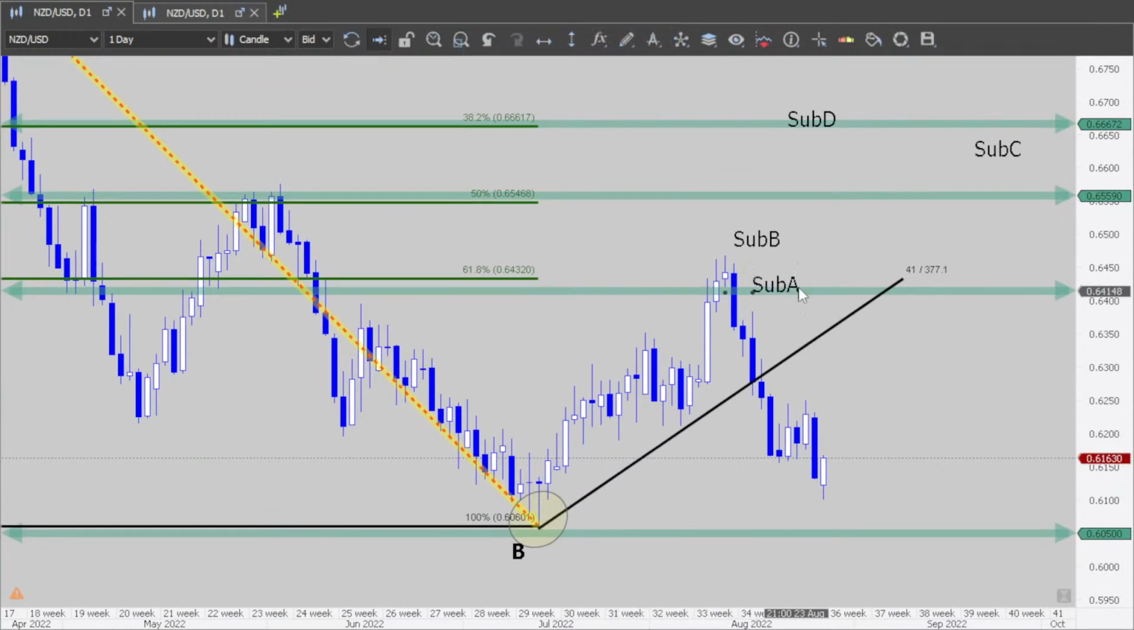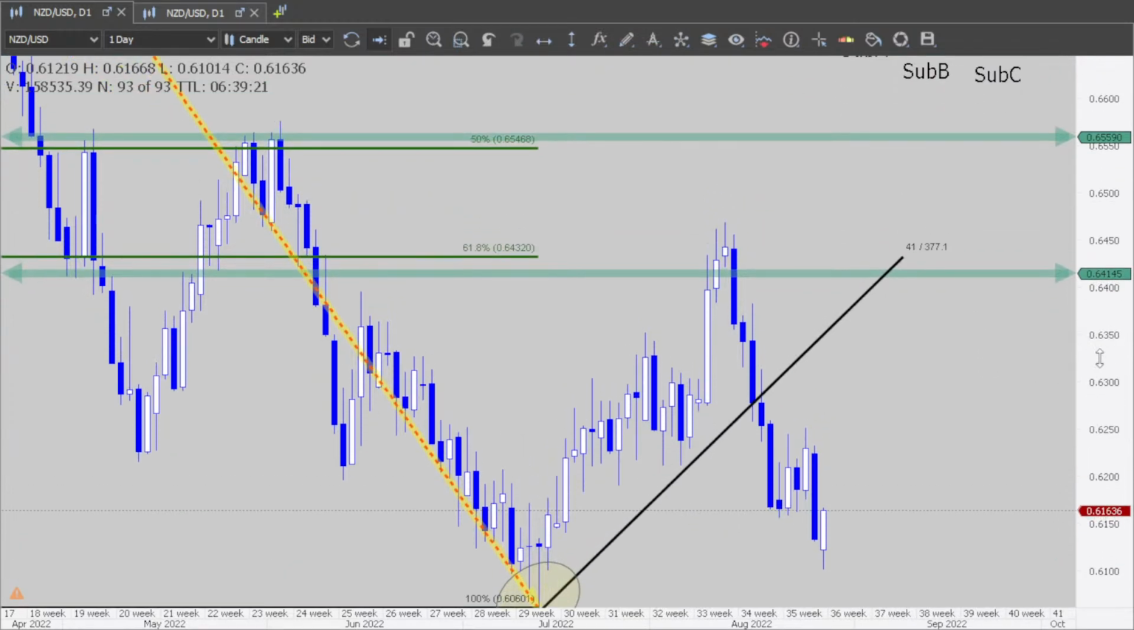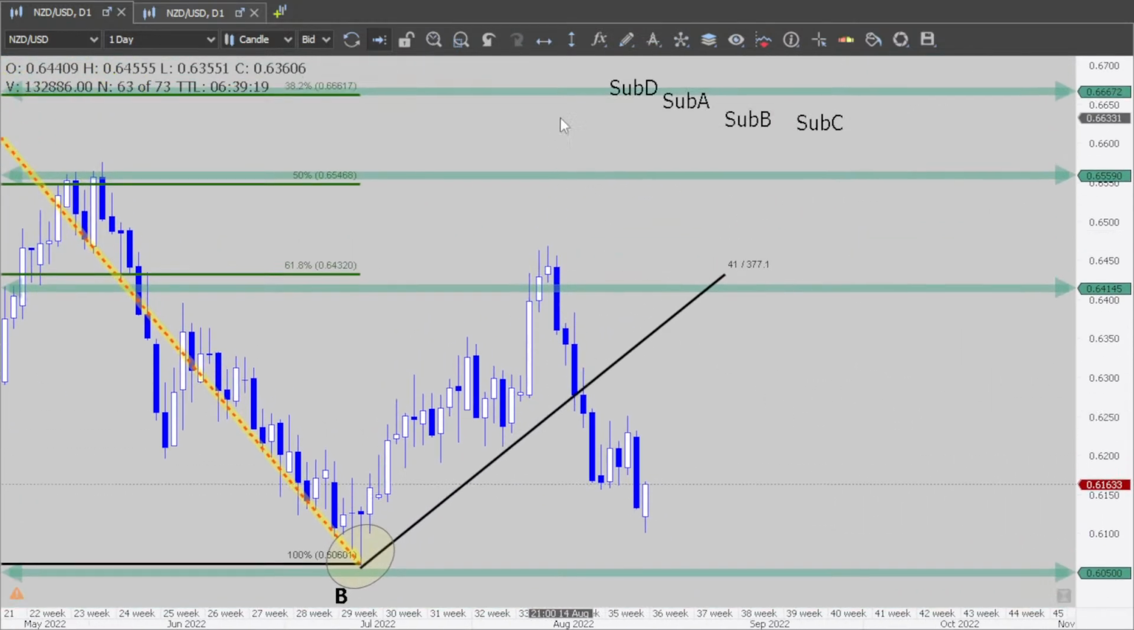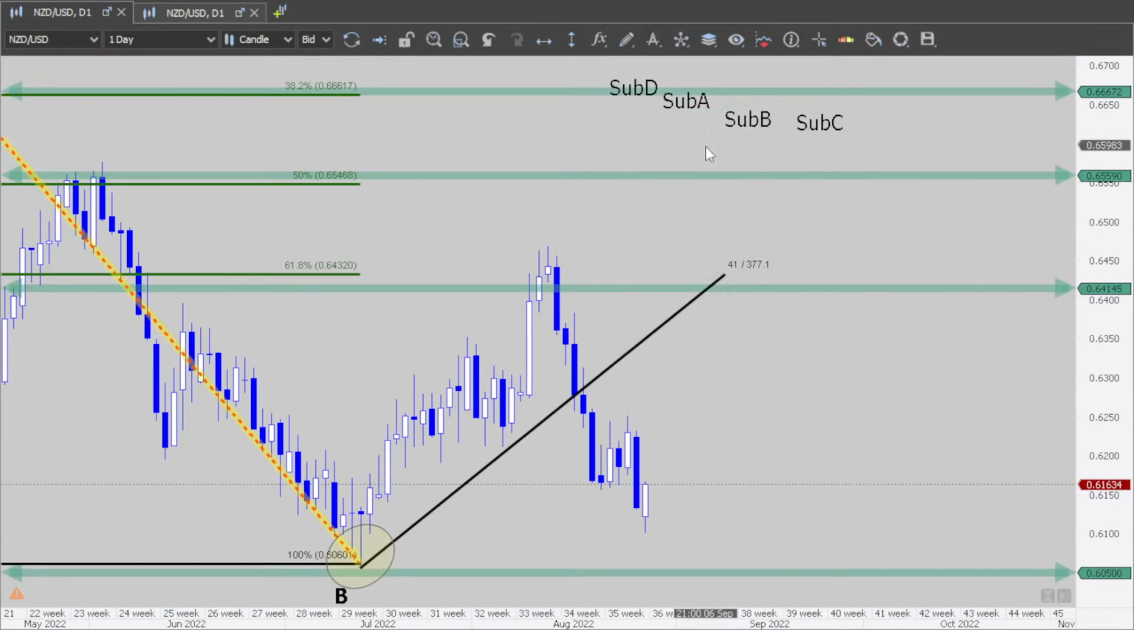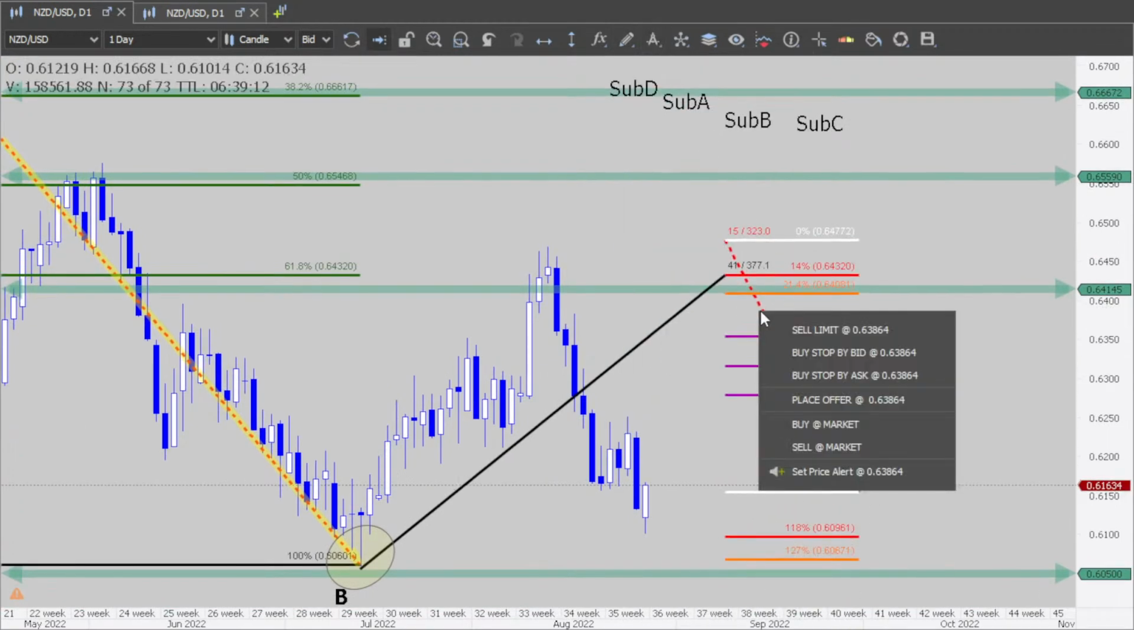Okay, sub A, sub B. So this is not valid anymore. Now what about the Fibonacci of the confirmation, everybody? Do we have the Fibonacci of the confirmation? What's the answer?